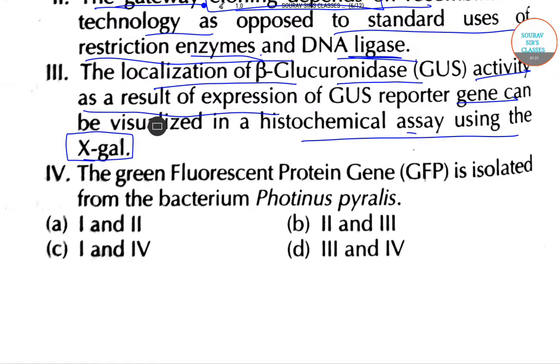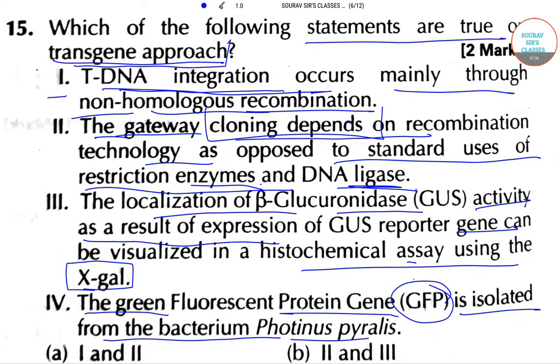Now the fourth statement says the green fluorescent protein gene, also called GFP, is isolated from the bacterium Photinus pyralis. According to me this is the incorrect statement, while tDNA integration occurs through non-homologous recombination. And the second option, that cloning depends on recombination technology, is through the standard use of restriction enzymes and DNA ligase.